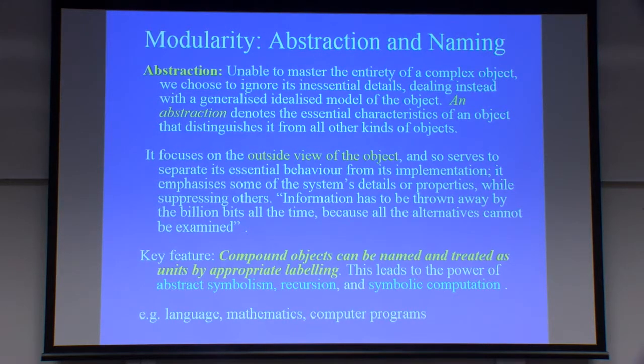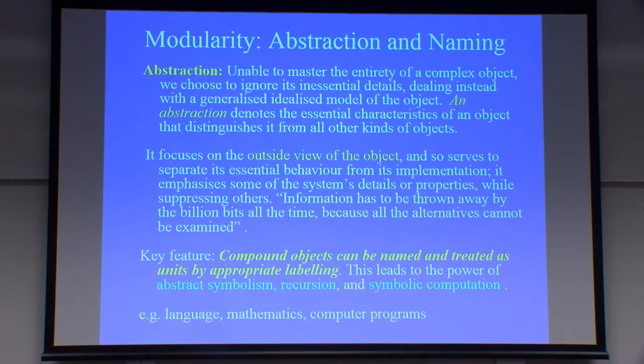Abstraction: unable to master the entirety of a complex object, we choose to ignore its inessential details, dealing instead with a generalized, idealized model of the object. And abstraction denotes the essential characteristics of an object that distinguishes it from all other objects. It focuses on the outside view of the object and so serves to separate its essential behavior from its implementation. It emphasizes some of the system's details or properties while suppressing others. Information has to be thrown away by the billion bits all the time because the alternatives cannot be examined.